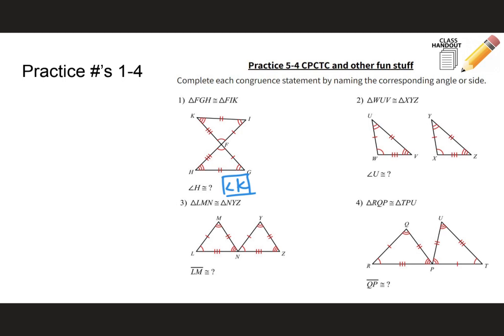All right, the second one, angle U, let's check our picture first. So angle U has 2 markings, so that should match up with angle Y. And let's just double check in our congruent statement. Angle U matches up with angle Y. Oops, angle Y.